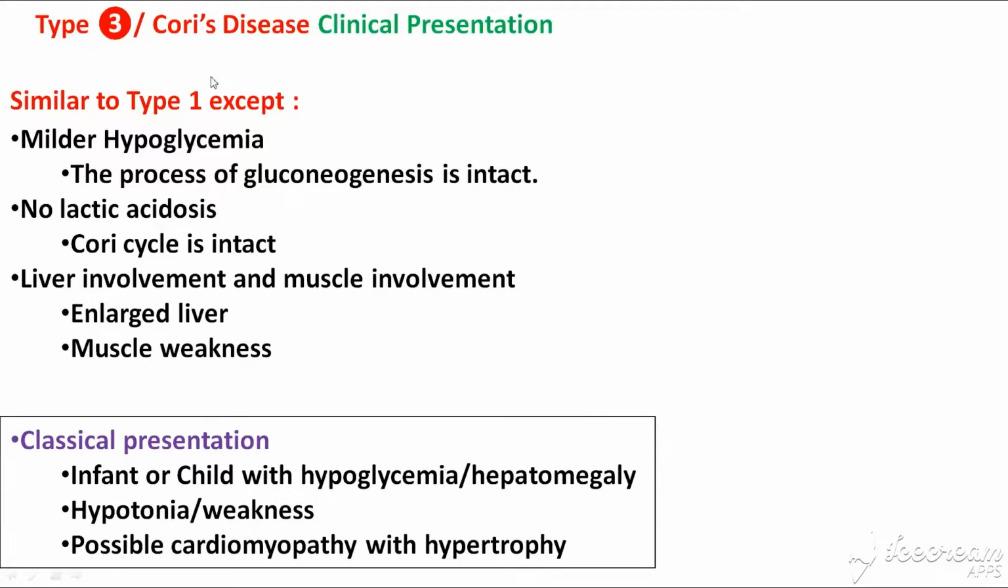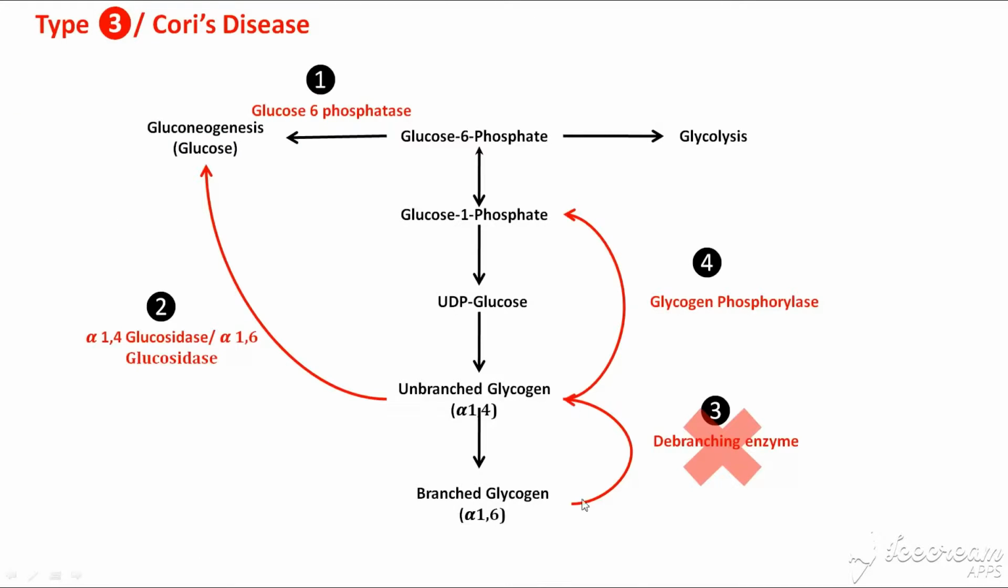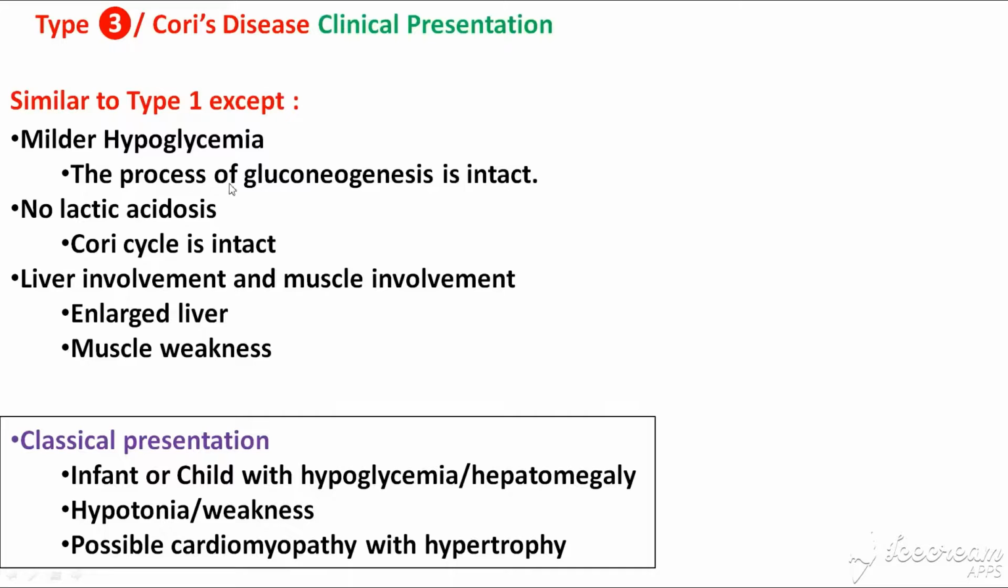So how does it present? So it's going to be very similar to type 1, which is called von Gierke's disease, but there's going to be milder hypoglycemia, and the reason for that is that the process of gluconeogenesis is still intact. So even though we have a limitation in breaking down glycogen from the branched form to the unbranched form, the process of gluconeogenesis is still intact. So the process of converting glucose 6-phosphate to glucose is still intact. That's why the hypoglycemia is going to be very mild.